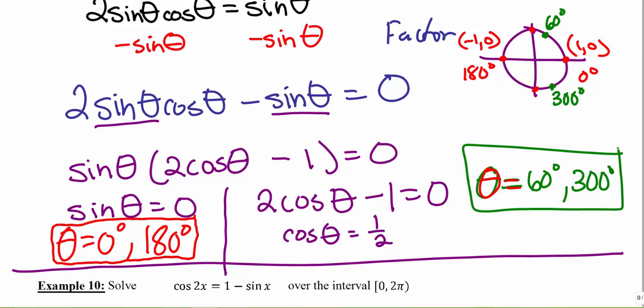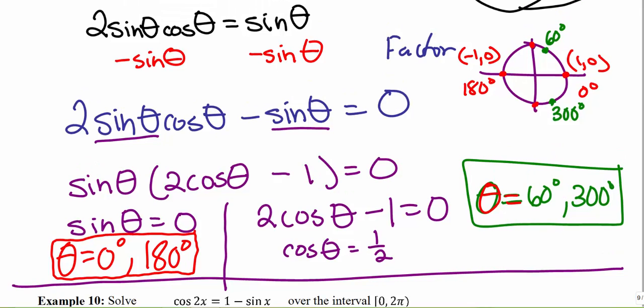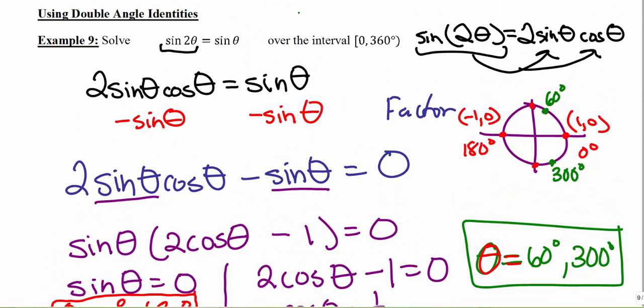So we want to look for opportunities here to use the double angle identity, and one of those clues is when the input angles throughout the equation are not the same.